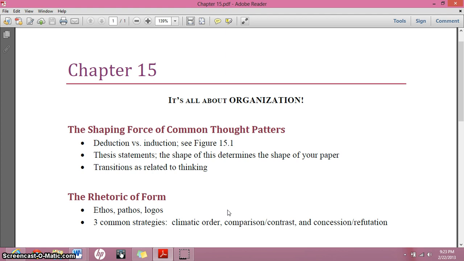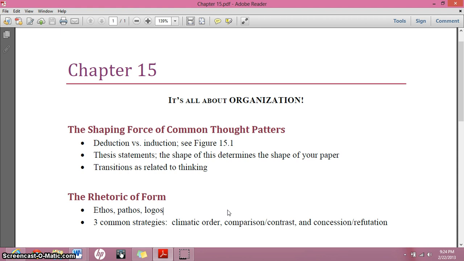You can do the climactic, which tends to be pretty natural, a natural way of writing. So you'll probably find that, oh yeah, I kind of do that already. And that's more for when you want to build towards something toward the end of your paper. So I guess it would be more deduction, I think. I don't know. Like I say, I don't work in terms of deduction and induction, but it's just good to understand those terms. You can do comparison contrast.